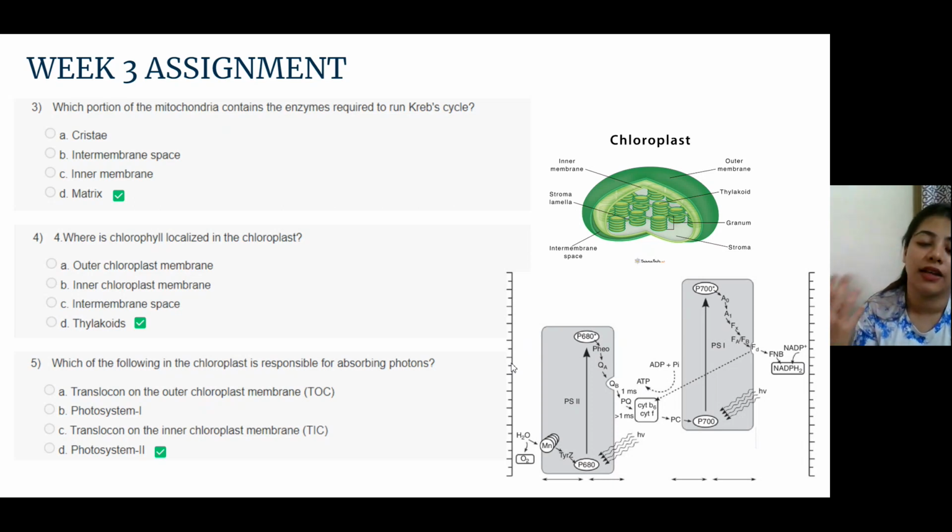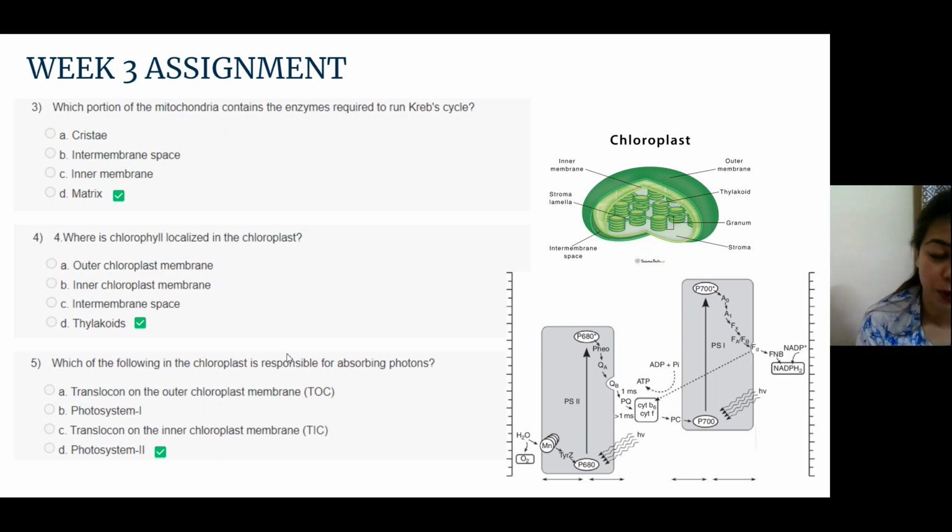indicative of energy, and energy here is absorbed in the form of photons, which is light energy, right? Quanta or packets of light energy are photons. So that is being absorbed by PS2, which is photosystem 2, which is basically what answers this question.